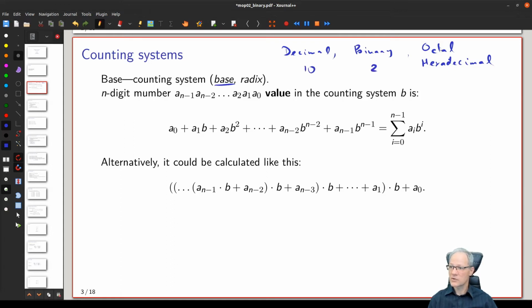All right, so in all these systems, for the decimal, the base is 10. For binary, the base is 2. For octal, the base is 8. And for hexadecimal, the base is 16.